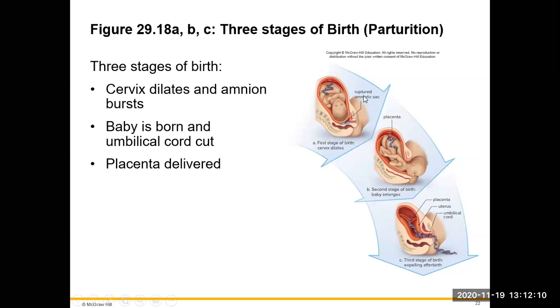These are the 3 stages. First, there will be rupturing of the amniotic sac because of the dilation of the cervix. This is the first stage. The second one is the baby is born and the umbilical cord is cut. But still there is placenta inside, and when that placenta is delivered, that becomes the final stage. Another name for birth is parturition.